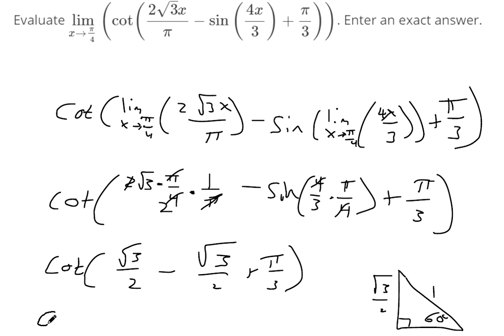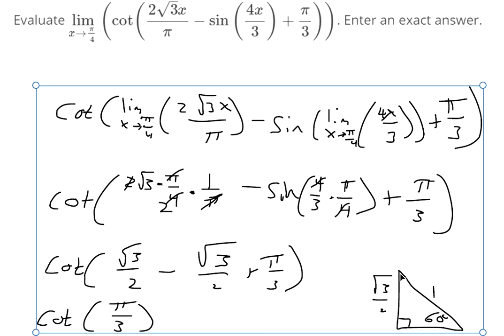Okay, well, they set this problem up perfectly so that the square root of 3 over 2 minus square root of 3 over 2 is gone. So now all we have to evaluate is cotangent pi over 3. And here, let's rewrite that. Cotangent pi over 3, I'll put that up top. To finish this question, we just need to know what cotangent pi over 3 is. That's what we got after we simplify.